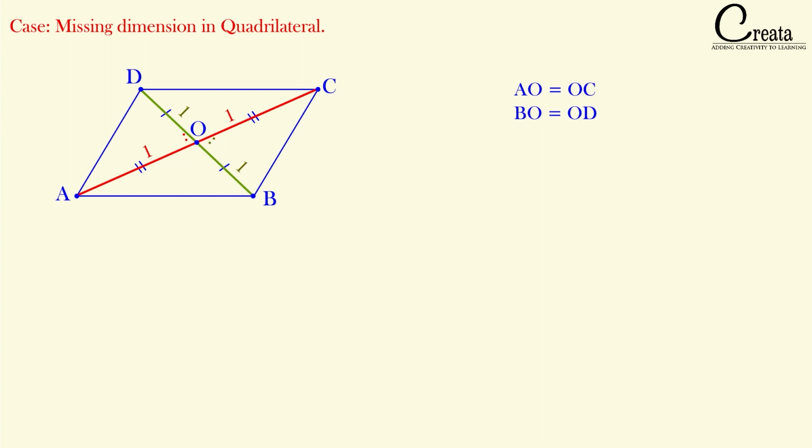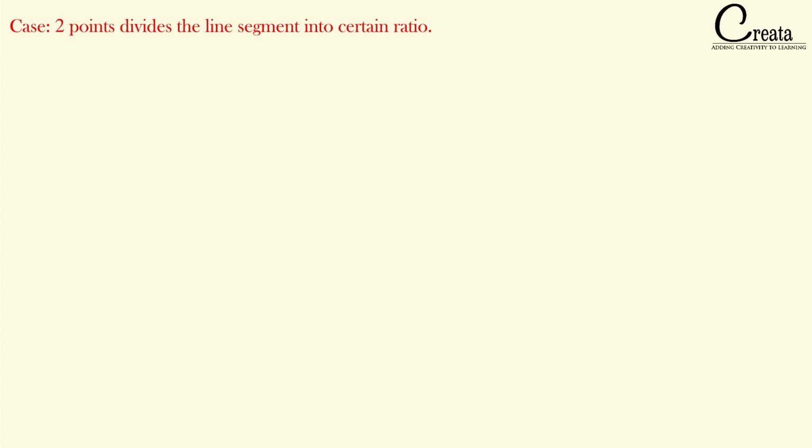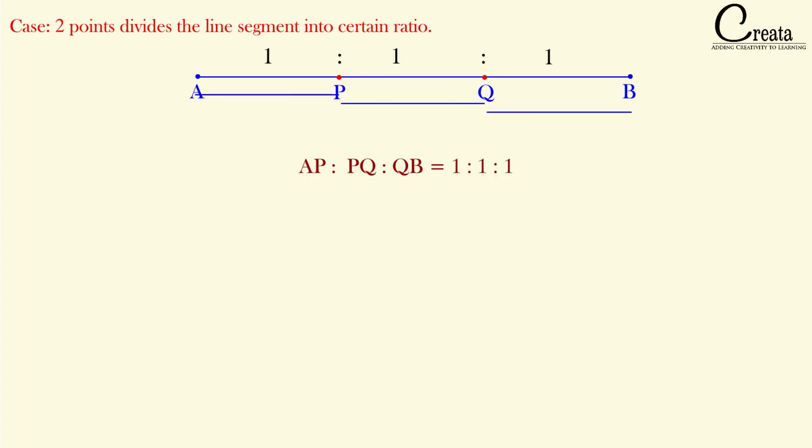The next type of question is that suppose we have the line segment AB and we also have the two points P and Q. The points P and Q are dividing the line segment into a certain ratio. Here it will be three parts. For example, the three parts are equal. So we can say AP to PQ to QB will be 1:1:1. Got it? All the three parts are equal.